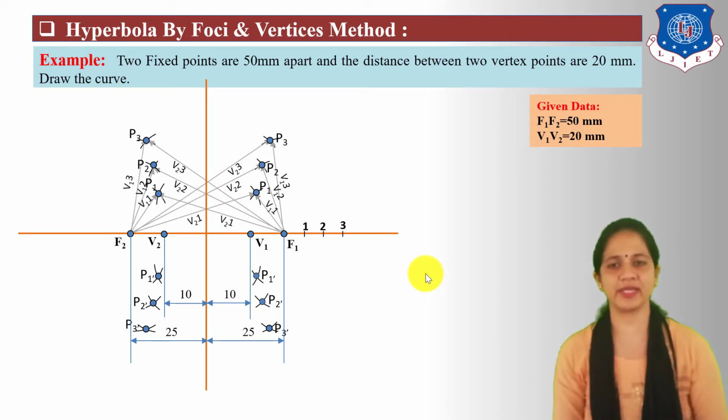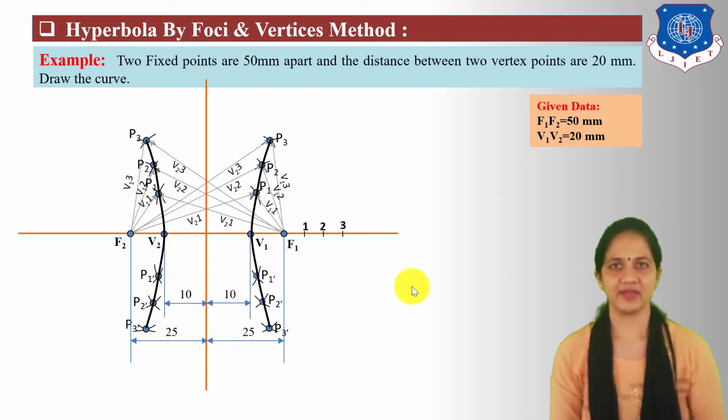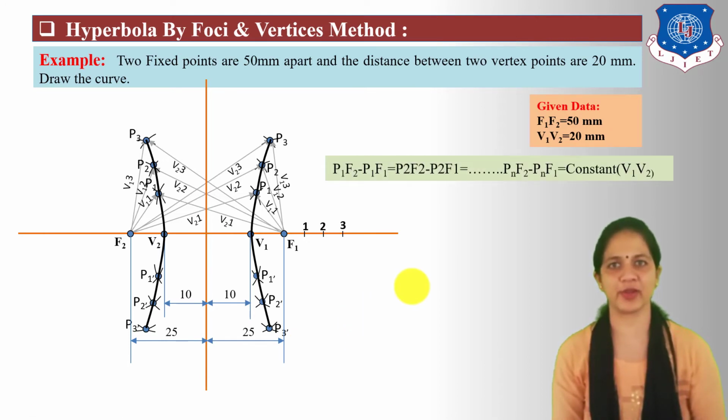Join all these points in proper sequence. So here we have to generate two hyperbola at the same time. Here the difference of distance of locus point from F1 and F2 is constant and equal to V1, V2.